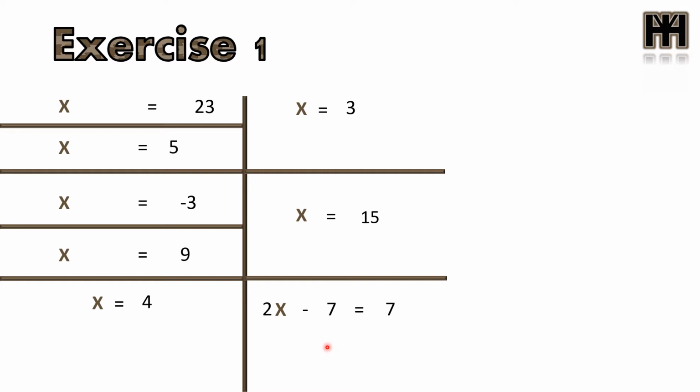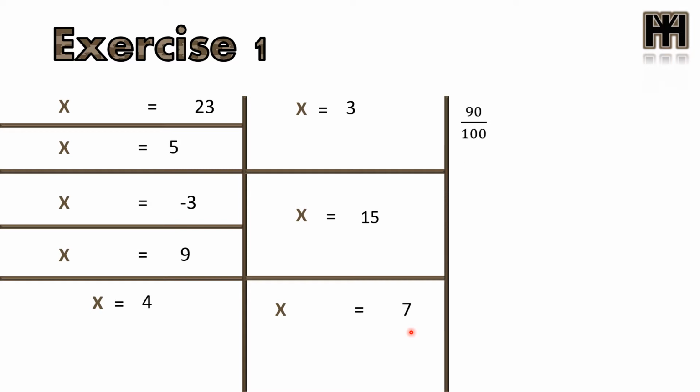So we'll first go by AS, addition and subtraction. So we have negative 7. We'll send it to the other side, negative 7, I'm sorry. Send it to the other side, it will be 7 plus 7. Then we have the D and M, division or multiplication. We'll send the 2 to the other side now. 14 over 2, which will give us 7.